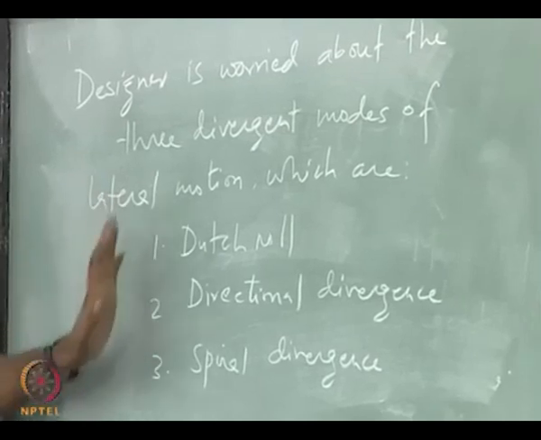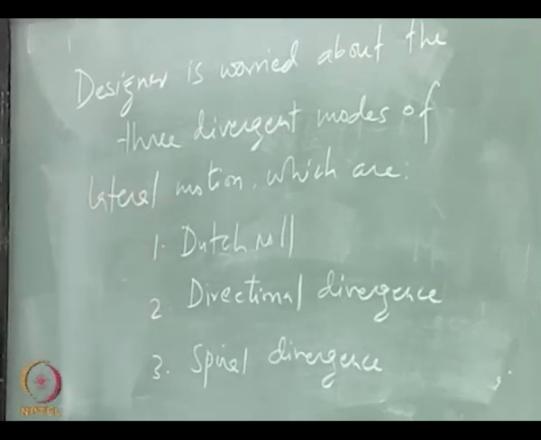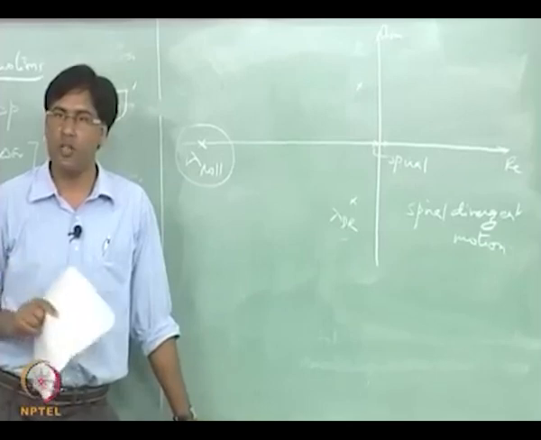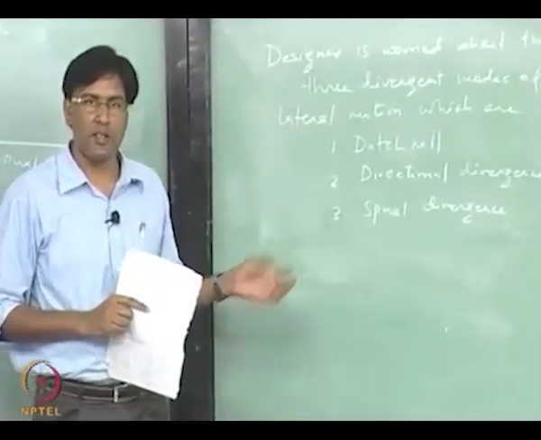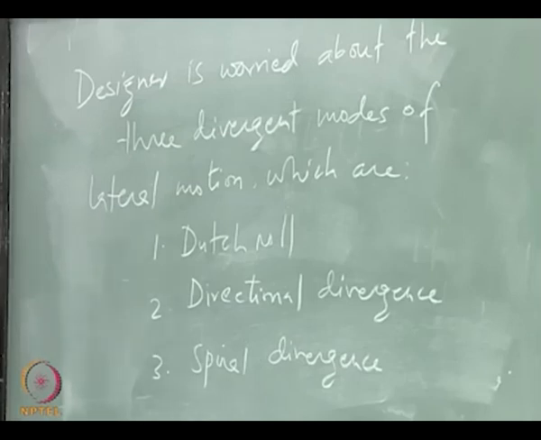A designer will be worried about the divergent, unstable motions of the aircraft. He has to ensure that the aircraft is stable to start with. Now if it is unstable, how unstable is it? So these are three modes of motion in lateral directional dynamics which the designer has to keep in mind. Okay, let us try to understand what these motions are.